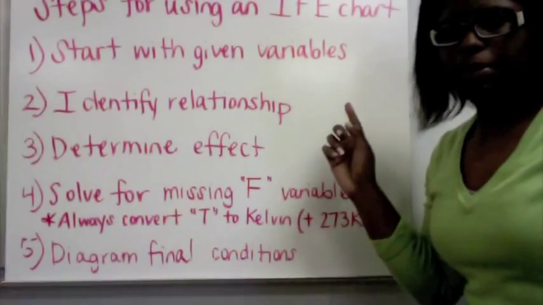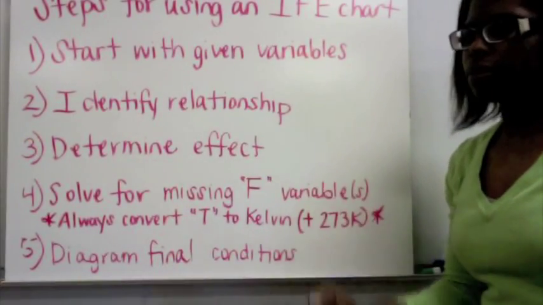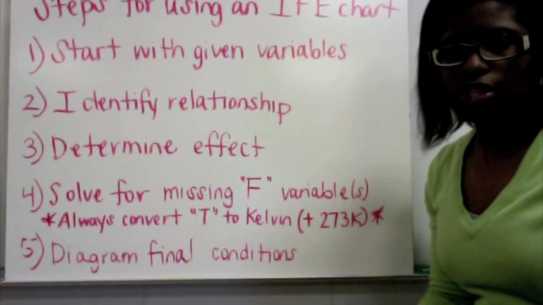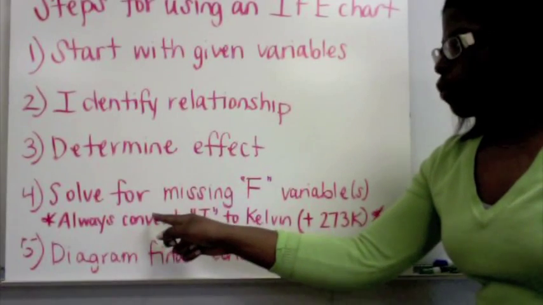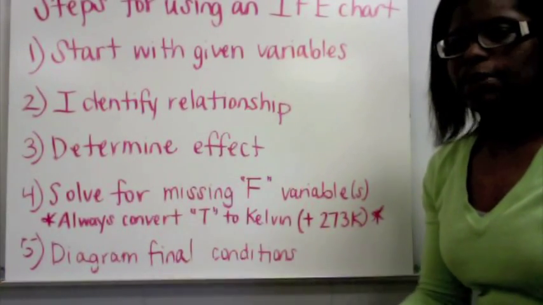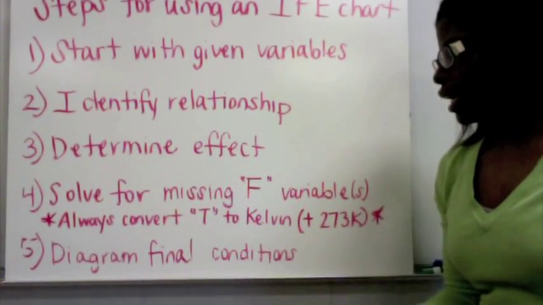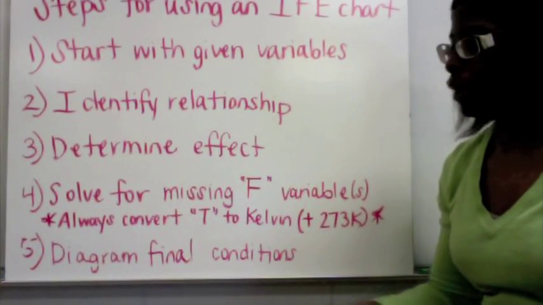So the steps for using the IFE chart: first, you must start with the given variables. Then you must identify the relationship. Is it Boyle's law, Avogadro's law, Charles's law, or Guy-Lussac's law? Next, determine the effect, by using the up or down arrow. Fourth, solve for the missing F, or the final variable. Sometimes you have to solve for more than one.